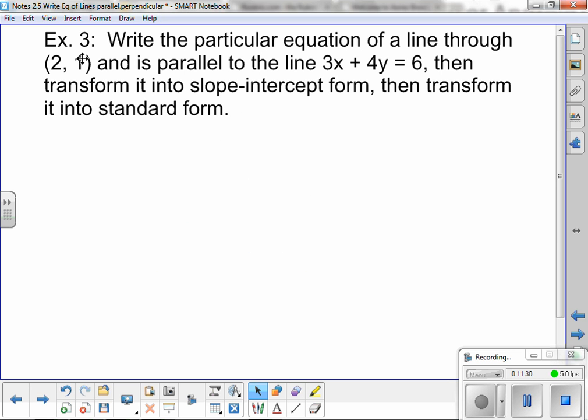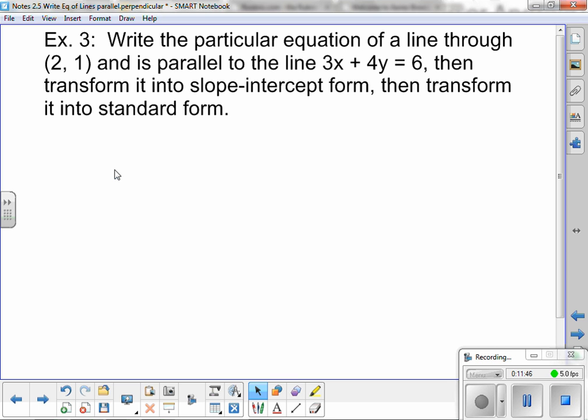Example 3. Write the particular equation of a line through 2, 1 that is parallel to the line 3x plus 4y equals 6. Then transform into slope-intercept form, then transform into standard form. So they want everything here.